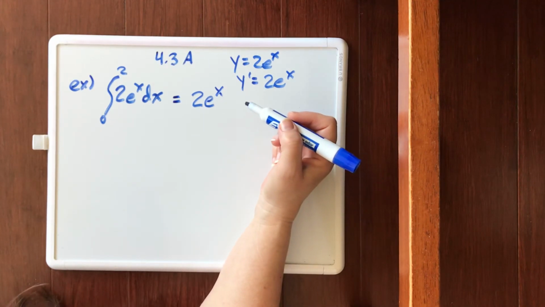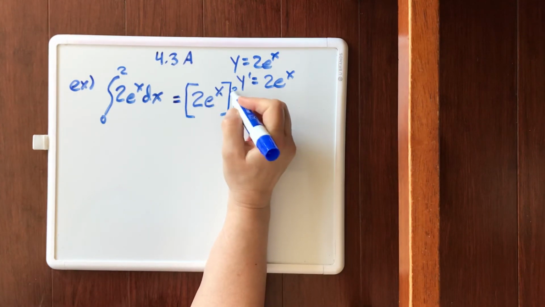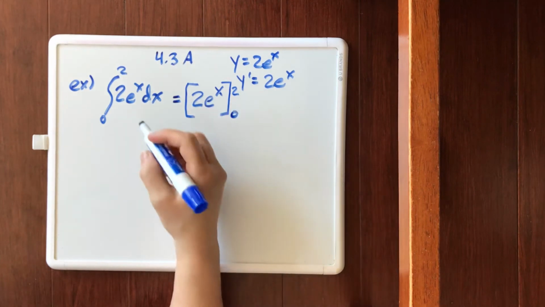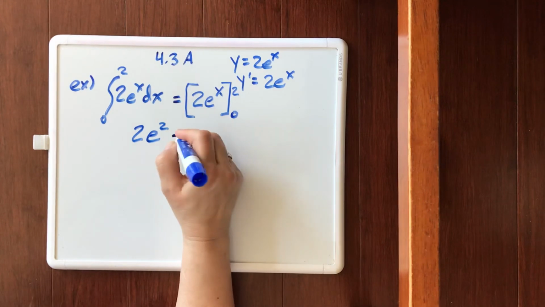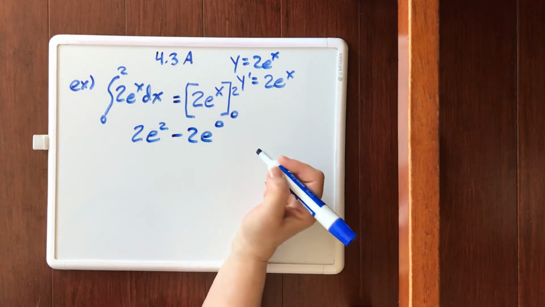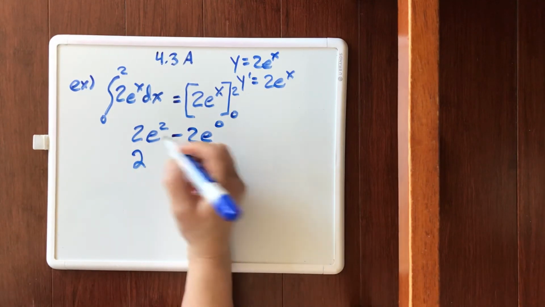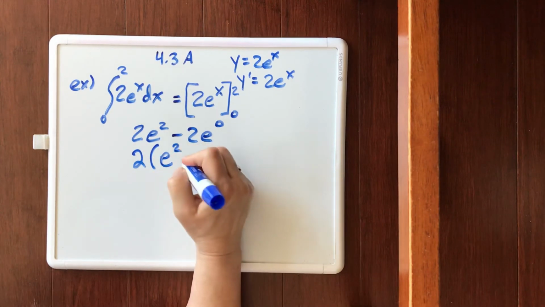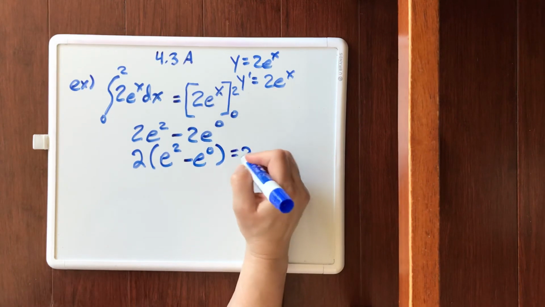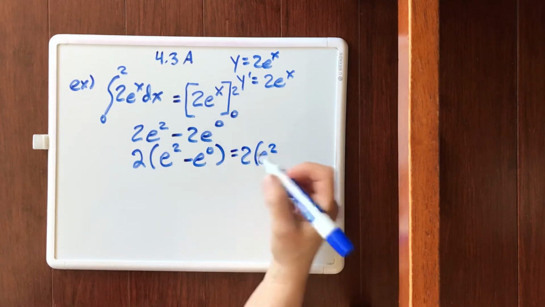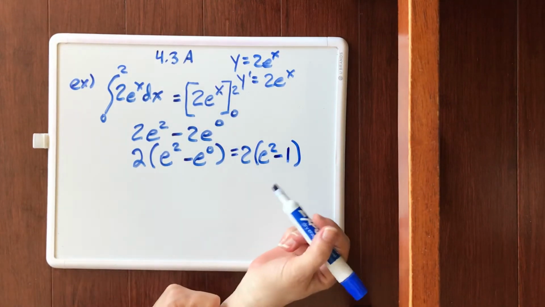Okay, so doing that, we're going to go from 0 to 2. So we're going to put a 2 in there. We get 2e squared. And then we're going to minus 2e to the 0. Now we're going to factor out these 2's. We get e squared minus e to the 0. Okay, what is e to the 0 though? e to the 0 is 1. So you just can't assume that because you have a 0 it's going to go away.